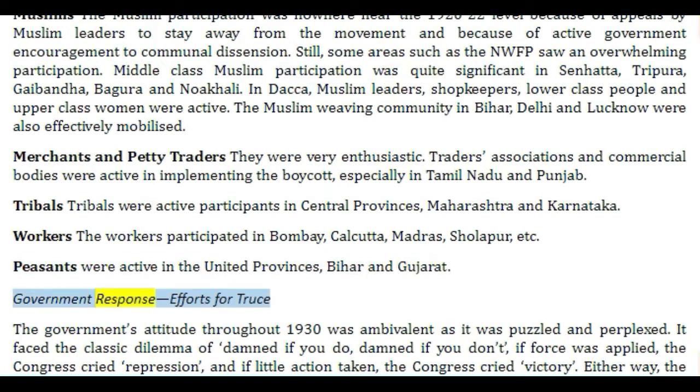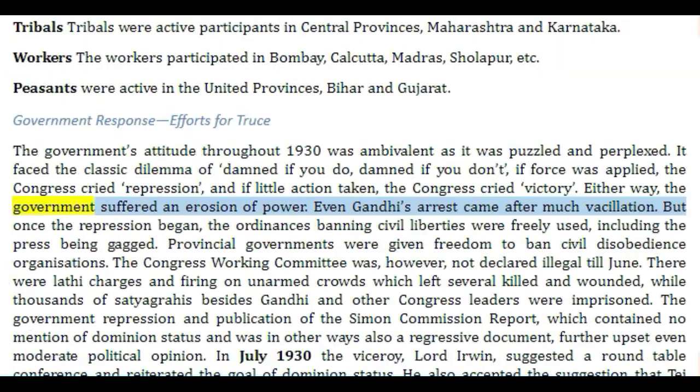Government response, efforts for truce. The government's attitude throughout 1930 was ambivalent as it was puzzled and perplexed. It faced the classic dilemma of damned if you do, damned if you don't. If force was applied, the Congress cried repression, and if little action was taken, the Congress cried victory. Either way, the government suffered an erosion of power.